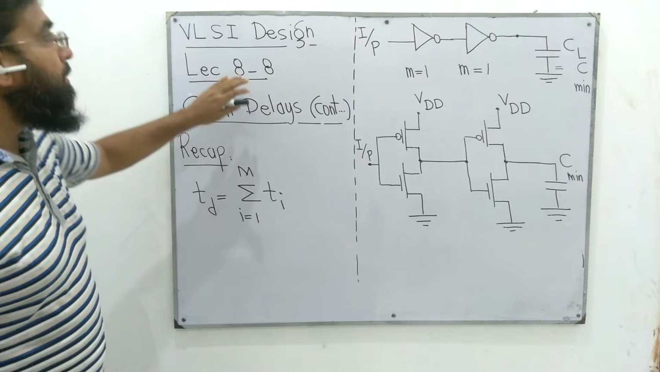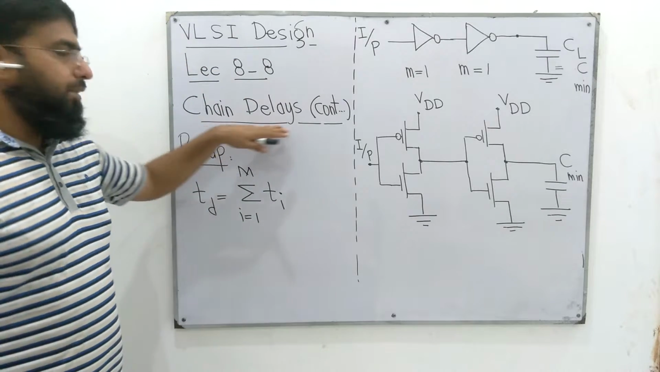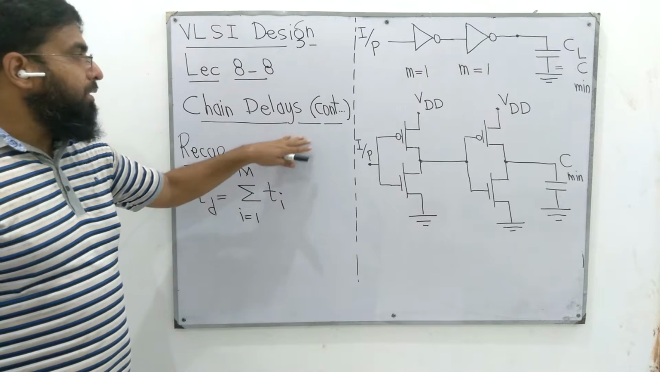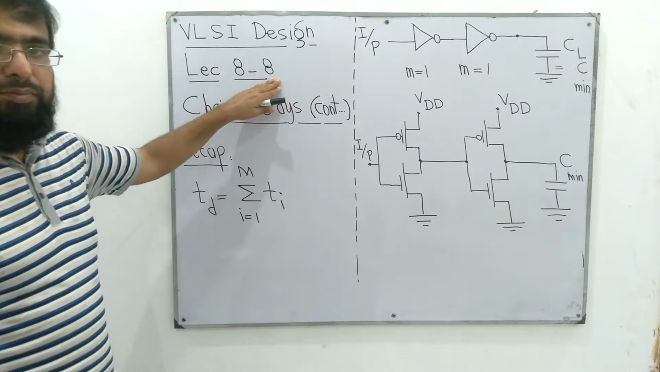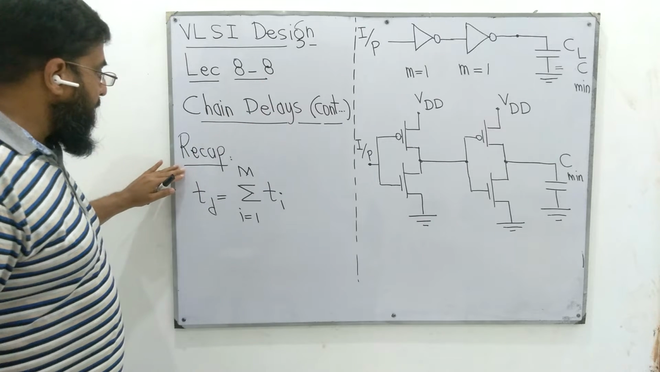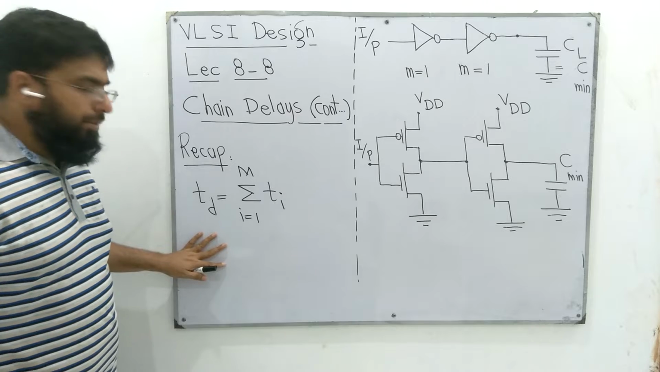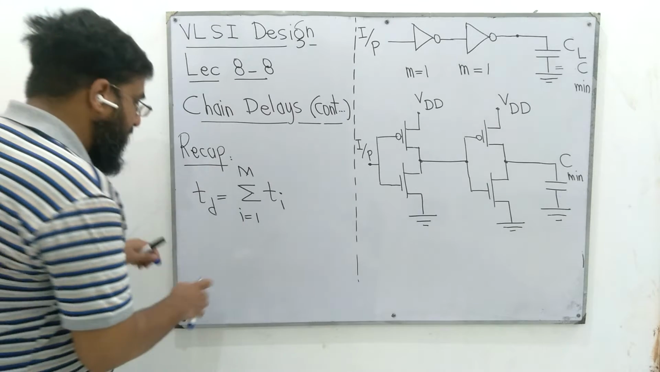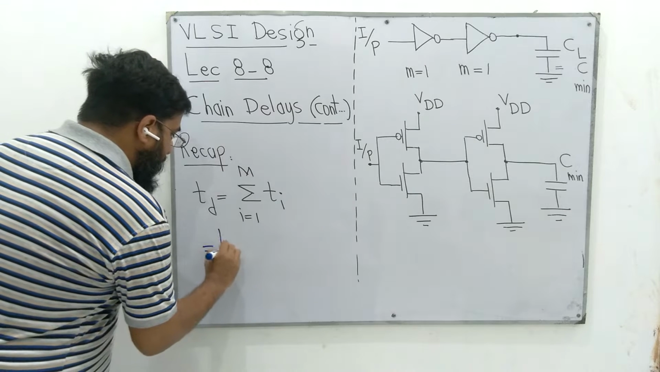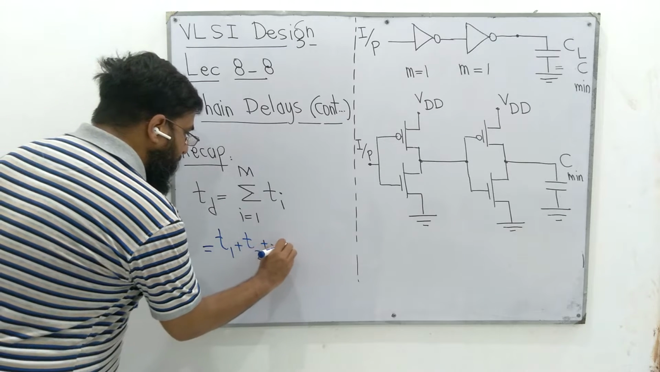from chapter 8. We are studying VLSI design and we are studying chain delays. We started studying chain delays in lectures from lecture 8-7, the last lecture. The recap is that for a chain having more than one gate, the total delay is the sum of delay offered by all individual gates.